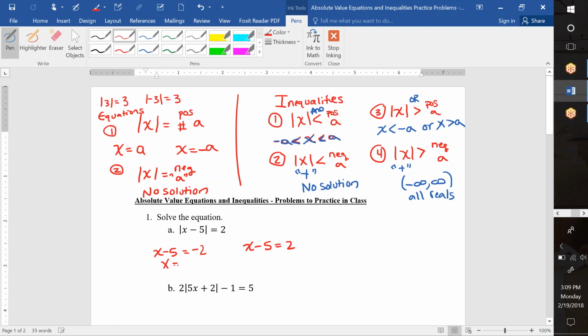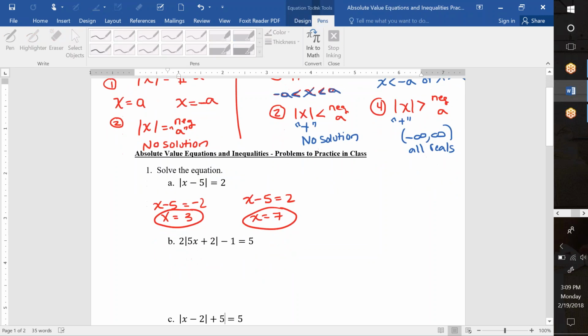So when we add our 5, that would make this one 3. And if we add 5, that would make this one 7. So 7 minus 5 is +2, which the absolute value of that is 2. And 3 minus 5 is -2, and the absolute value of that is also +2.